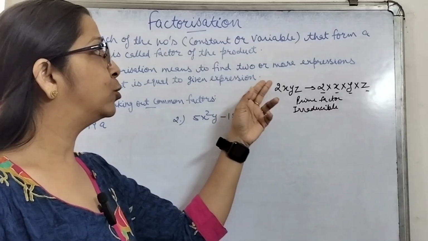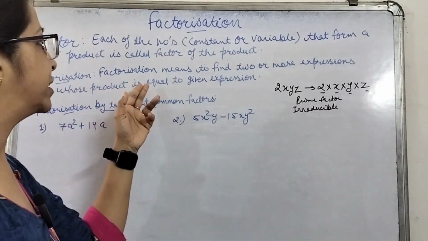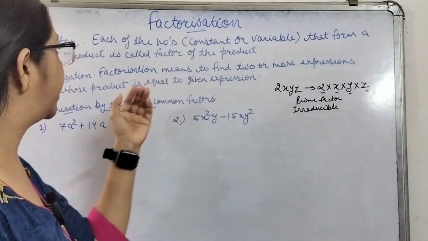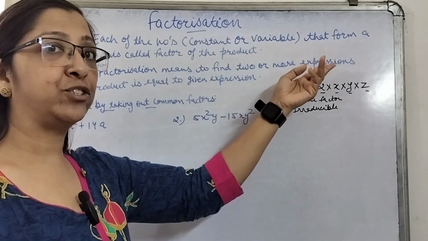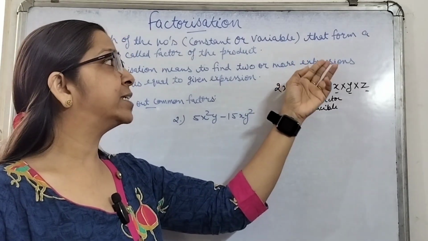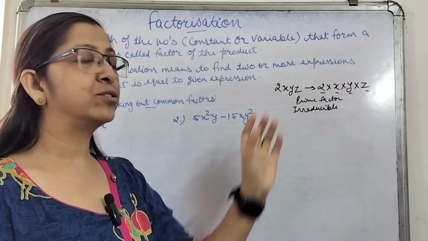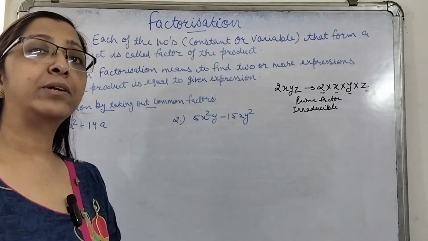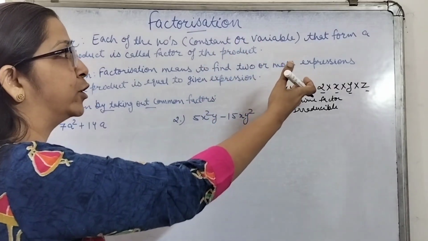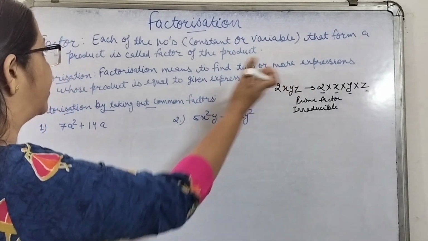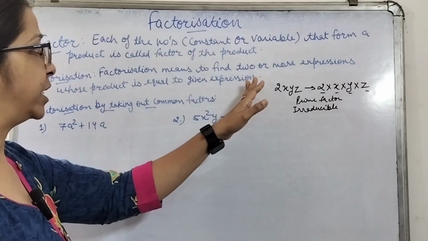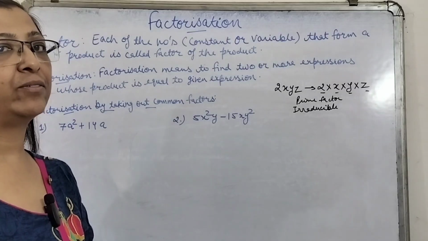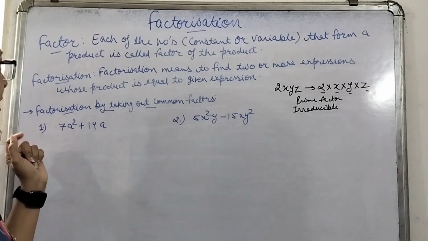Now, what is factorization? Factorization means to find two or more expressions whose product is equal to the given expression. When we can represent any given expression as the product of two or more expressions, these expressions could be numbers, variables, or even algebraic expressions. Such a representation is known as factorization. We will be learning how to factorize various given expressions. There are some methods of factorization.